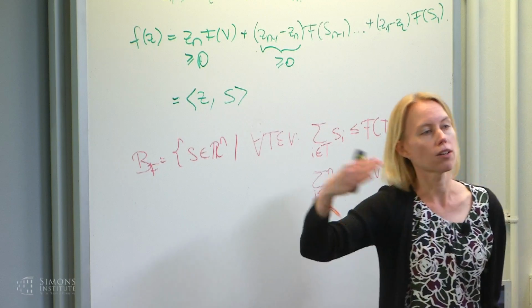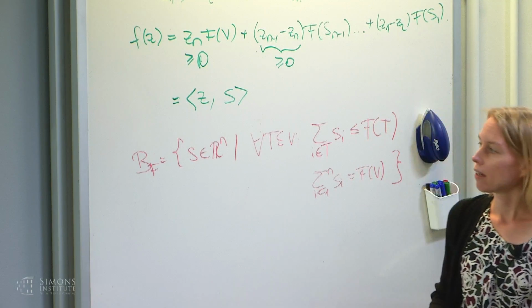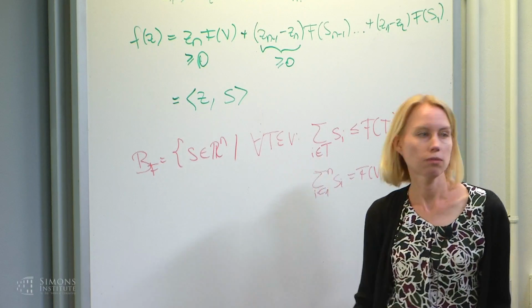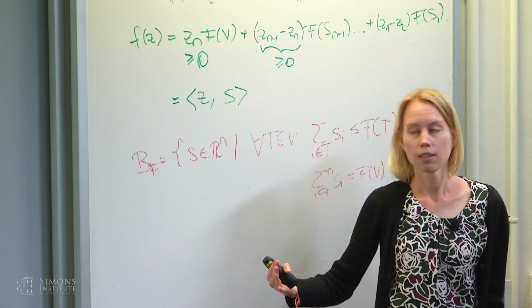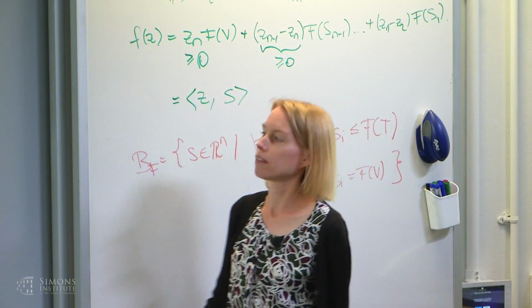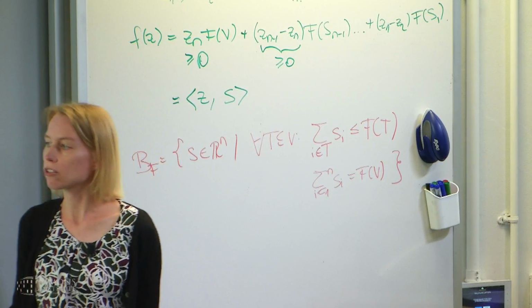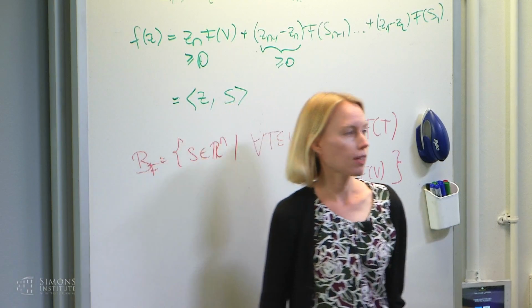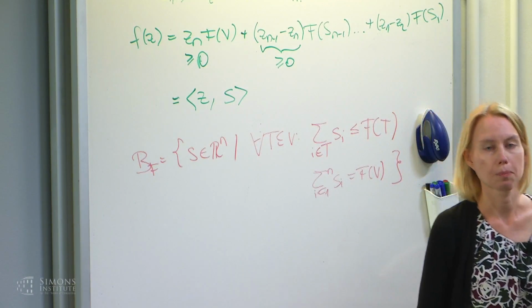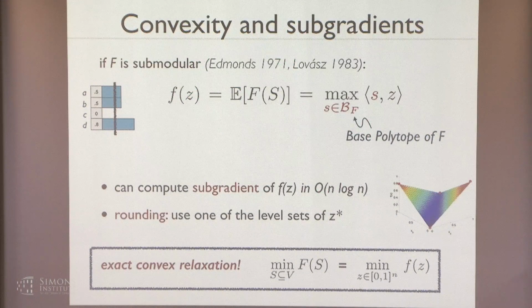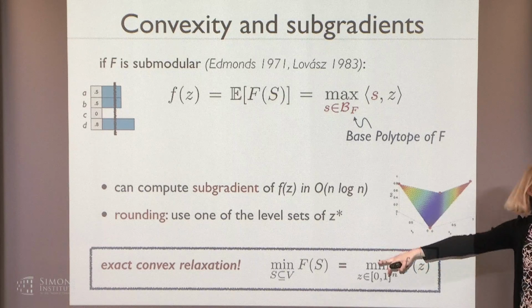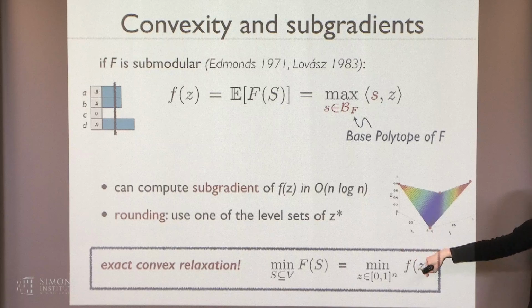In fact, you can take all the entries that have value bigger than 0. That's going to give you a minimum. So rounding is super easy. Optimization is relatively easy. At least we can do a subgradient. So we actually have an exact convex relaxation for this optimization problem. We have a way to take our fairly complex submodular function and transform it into a convex optimization problem where we know how to round it back to an optimal discrete solution.